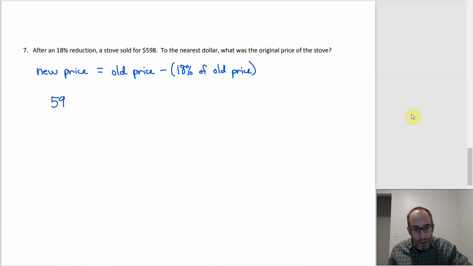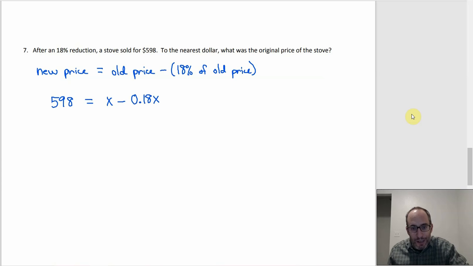Okay, $5.98 over there. Old price, we don't know, right? That's the thing we're trying to solve for. So I'm just going to call that X for now. Using any variable placeholder would be fine. If you want to call it X, if you want to call it A, if you want to call it P for price, that works too. I'm just kind of picking the most generic thing that I can here, I guess. And then minus 18% of old price. Well, we don't know what old price is, but we said that's X.